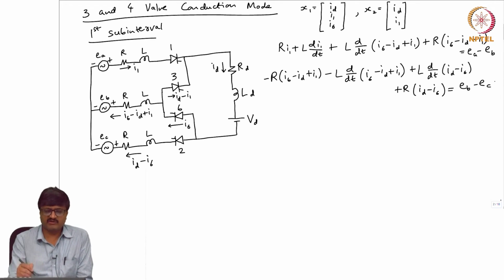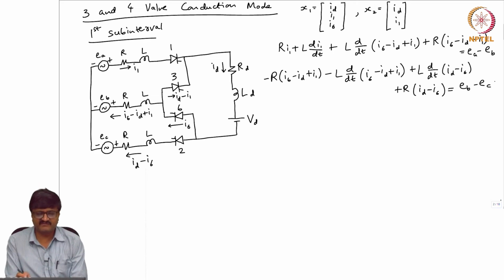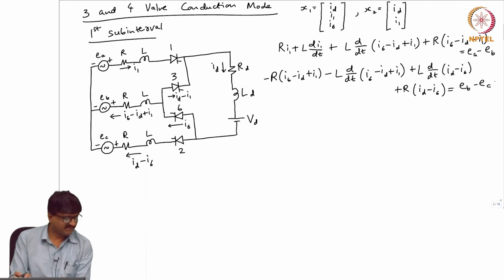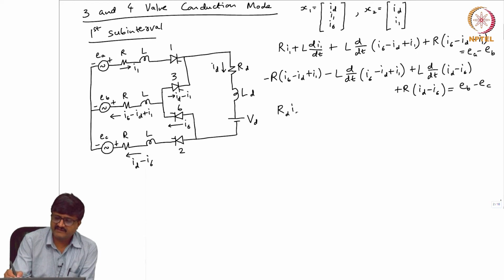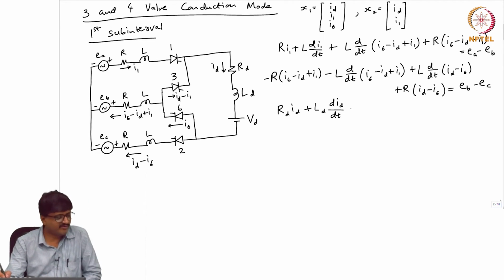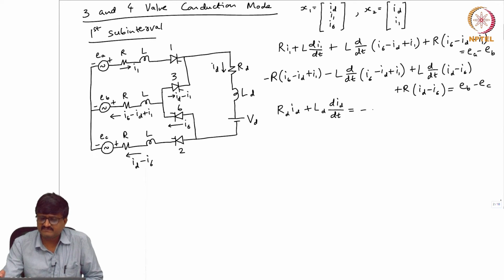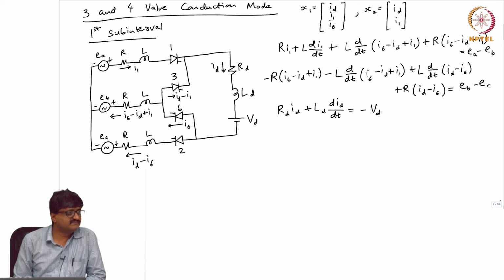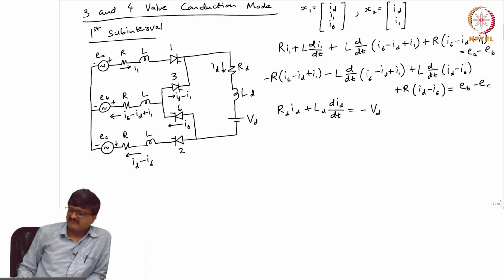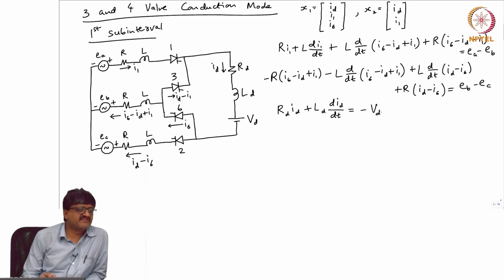Then there is one more loop consisting of these valves 3, 6, RD, LD, VD. So, by Kirchhoff's voltage law, RD ID plus LD dID/dt is equal to, in fact, minus VD. So, I will leave it to you to write these equations in the standard form.